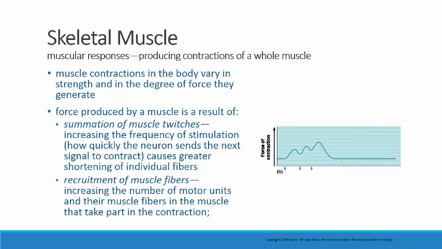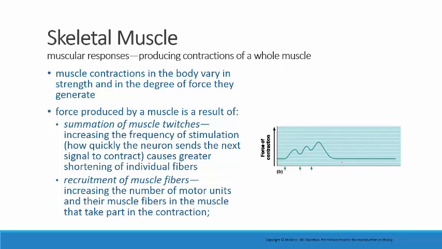Muscle contractions in the body can produce a variety of strengths and a variety of force as the muscle contracts. The amount of force produced by a muscle is the result of two things. One is called summation of muscle twitches, where we send a very rapid series of action potentials down the neuron to the neuromuscular junction so that before the cell has a chance to fully relax, it gets another round of contractions. A second twitch arrives and it contracts a little further. And then before it fully relaxes, it contracts again. That's referred to as summation of twitches, and we're going to look at that in the next slide.